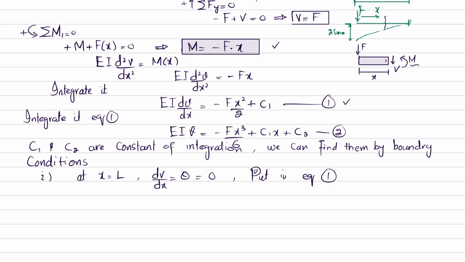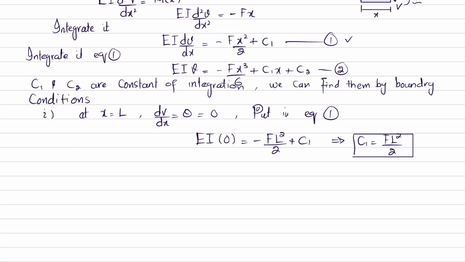This is the equation of slope. So we will put EI dv over dx is equal to 0 at x is equal to L, so it will be minus FL square over 2 plus C1. So from here you will get C1 will be equal to FL square over 2. So this is the value of C1.